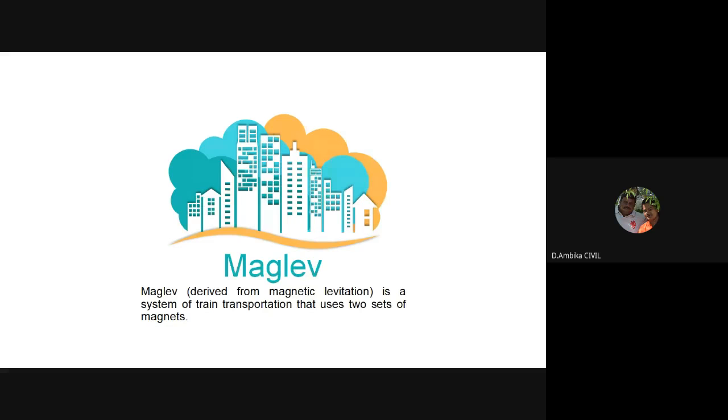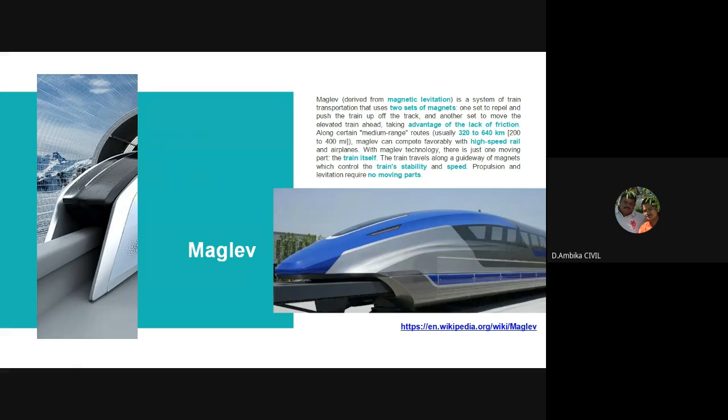So maglev. Maglev is nothing but magnetic levitation. It is all the magnetic field that surrounds, and because of that magnetic field, we design the trains. As you are all aware, in Japan and China, we have the very fastest trains moving. Especially you can see these very luxurious and sophisticated trains which move very fast.